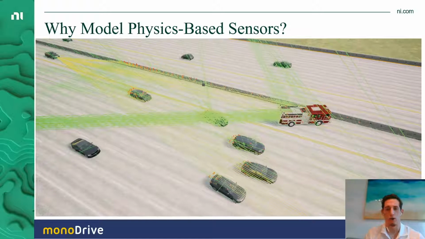So you may be asking, well, why do I need high fidelity sensor models? It seems like a lot of computational energy when I can test this with ideal versions of those sensor models. And the answer is in a lot of examples. We use radar as a great example.